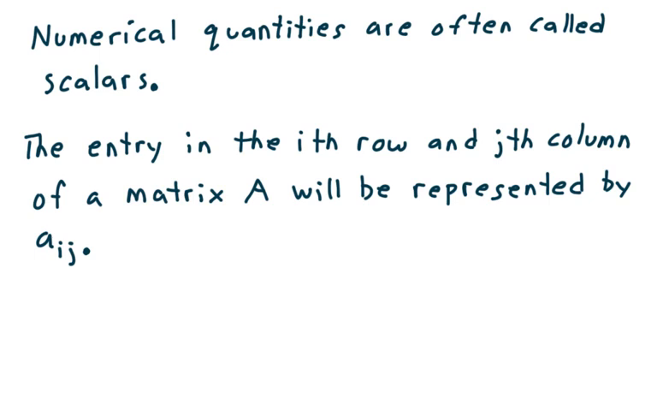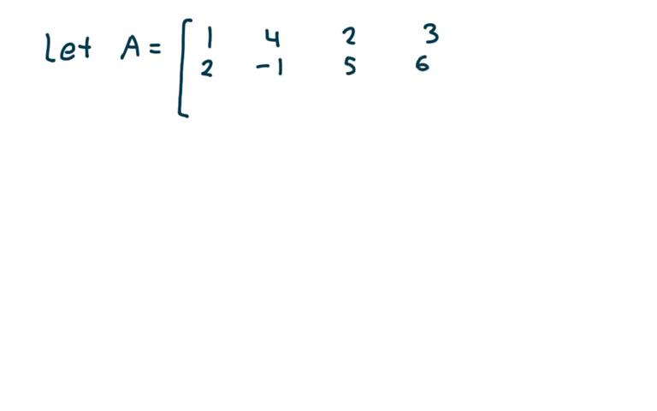And so, for example, suppose I let A equal the matrix 1, 4, 2, 3, 2, negative 1, 5, 6, 7, 8, 9, negative 10. Doesn't matter. Now, what's the size of the matrix? There are 3 rows and 4 columns. So can we agree that this is a 3 by 4 matrix?